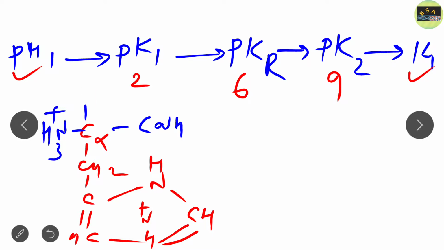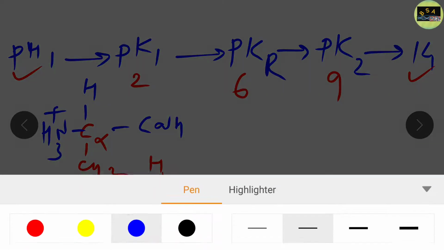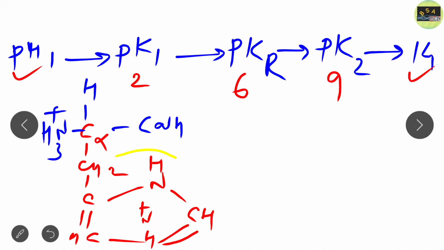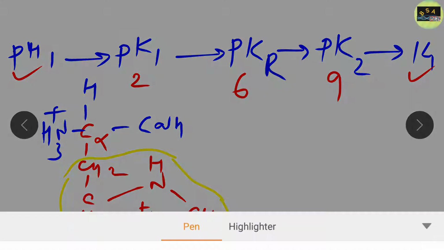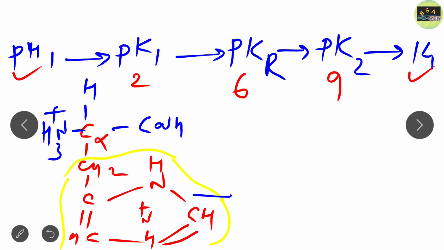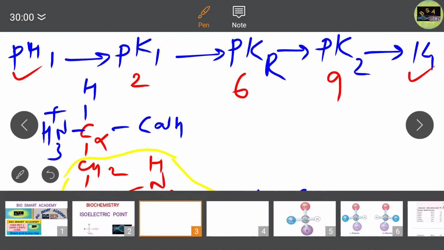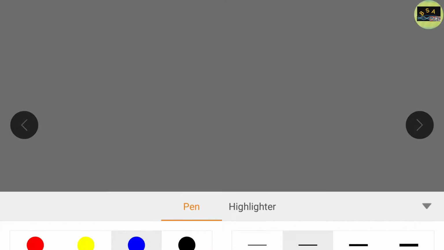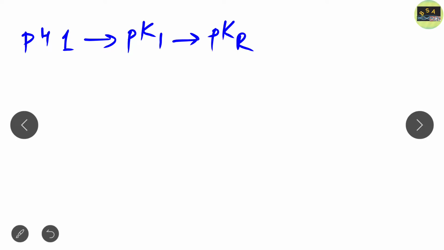So this is a side chain. Clear? And what is the value for this side chain? The pKr value is 6. Oh, I'm sorry, I have to write down all these things. I will write them quite fast: pK1, then pKr, as we take the example of histidine, then pK2, then pH 14.